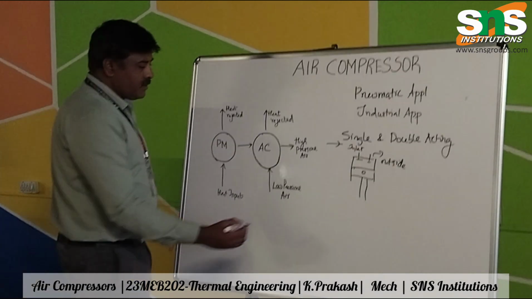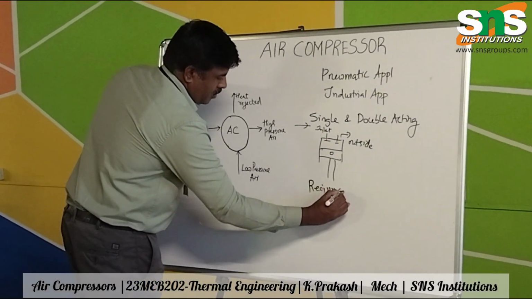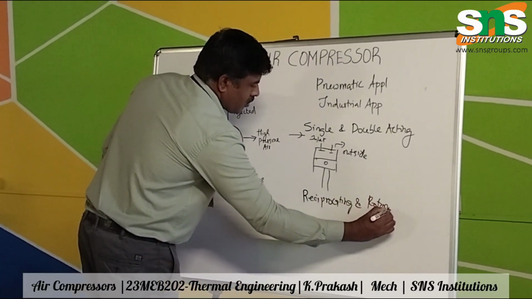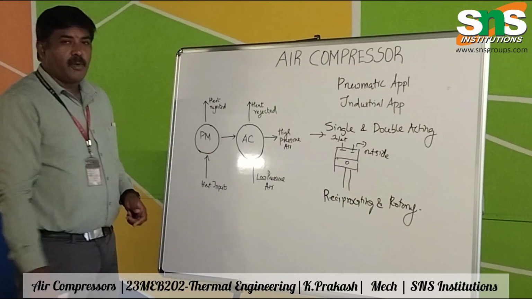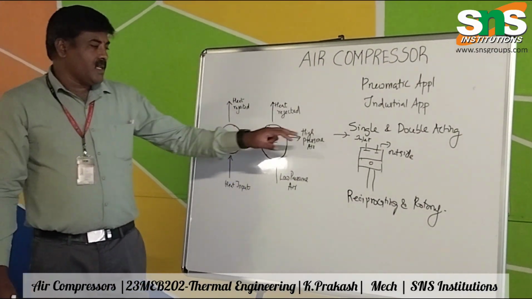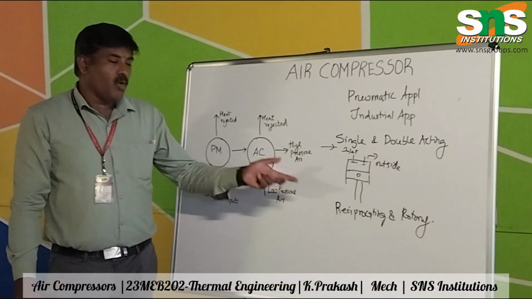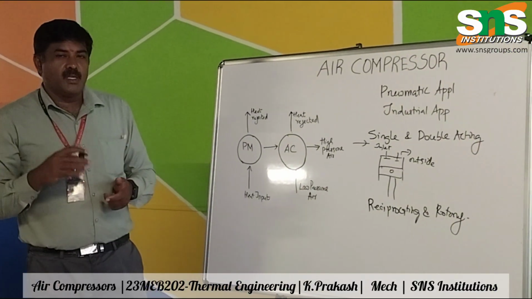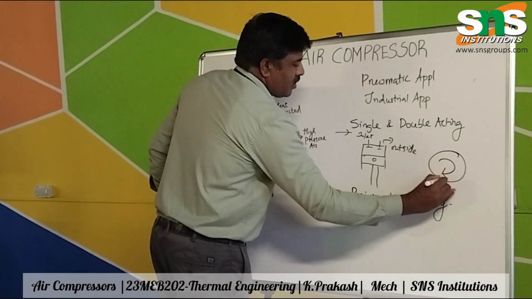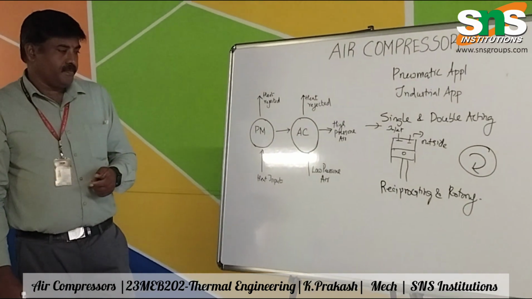And we have reciprocating and rotary compressors. In a reciprocating compressor, the air is taken inside by the reciprocating motion of the piston in the cylinder. Whereas in rotary compressors, the motion takes place in rotary wheels like this. So these are both ways in which air is compressed.